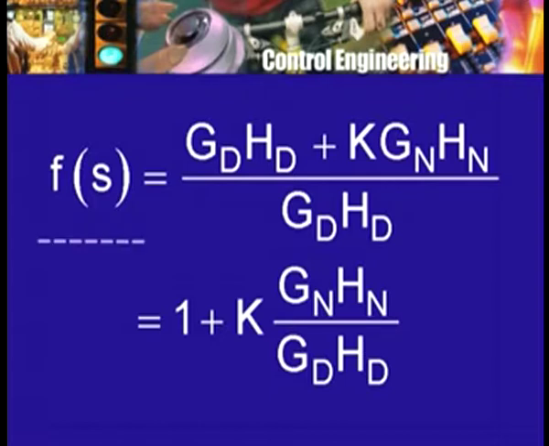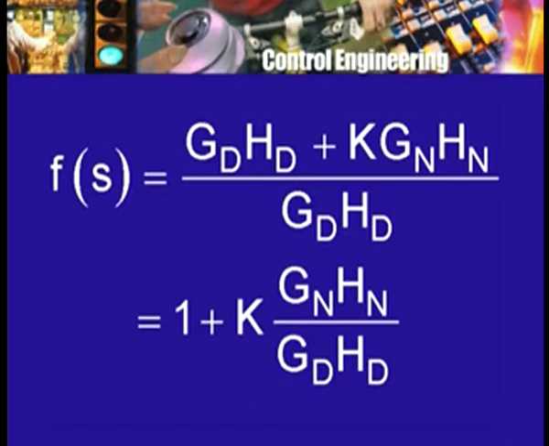So, this F(s) can be thought of as transforming the s plane into another plane. Of course, I can still call it the W plane if you wish. The function is given by this, but of course, because I have divided by GD HD, it is very simple. I can write this as 1 plus k times GN HN divided by GD HD. So, this function F(s) is given by 1 plus k times GN HN divided by GD HD. Now, what is the effect of this? First of all, the function F is simply 1 plus something.